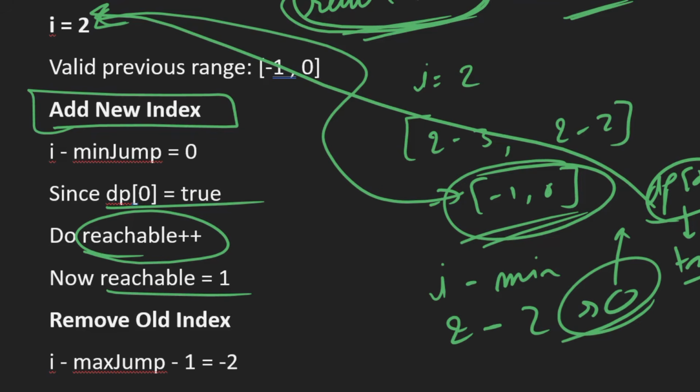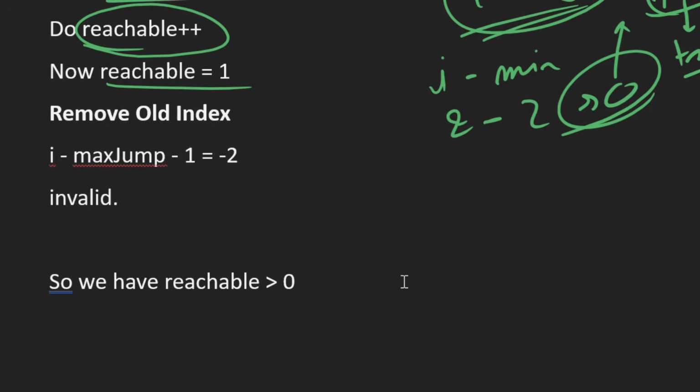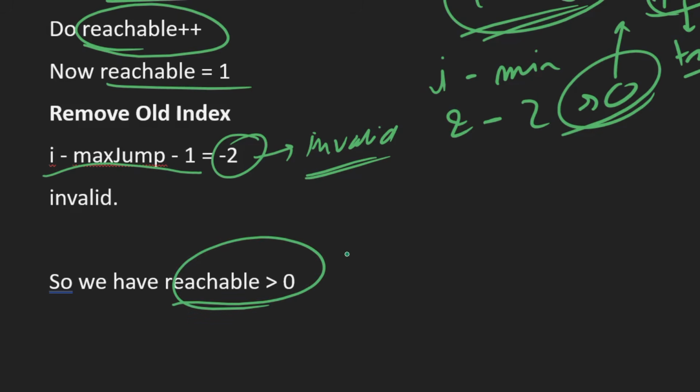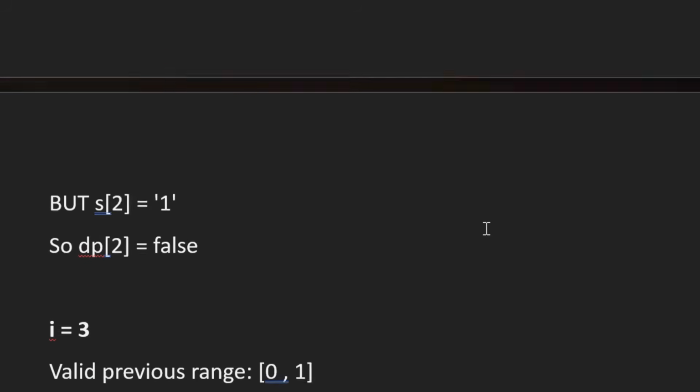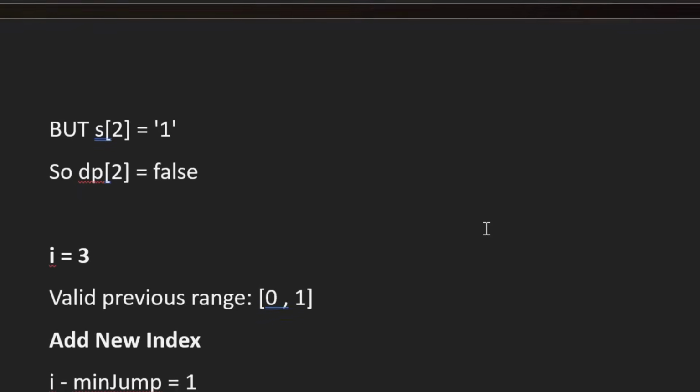Now we need to remove the old index from the window, but the old index, that is i minus max jump minus 1, is minus 2, and that is invalid. So we do not remove anything. So now if we see, our reachable variable is greater than 0, which is 1. That means at least we have one previous index from which we can jump to index number 2.